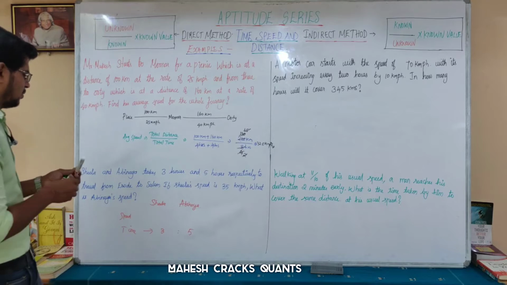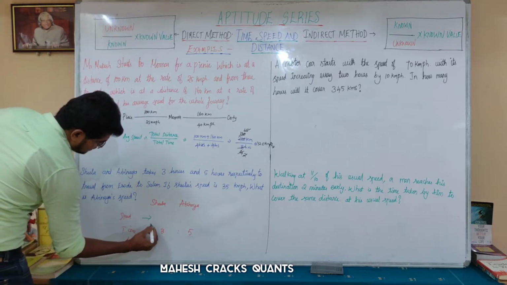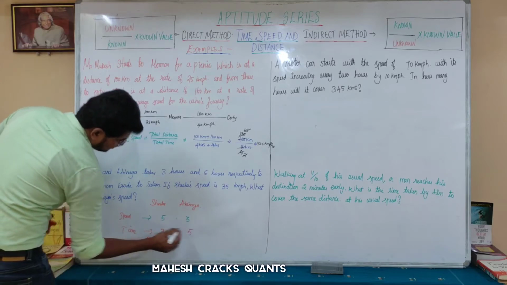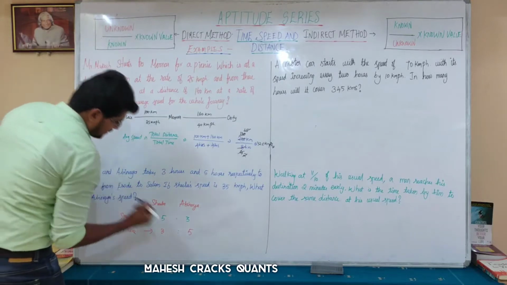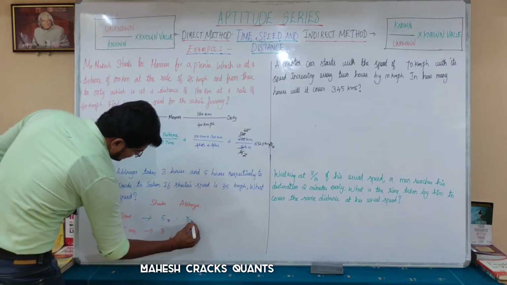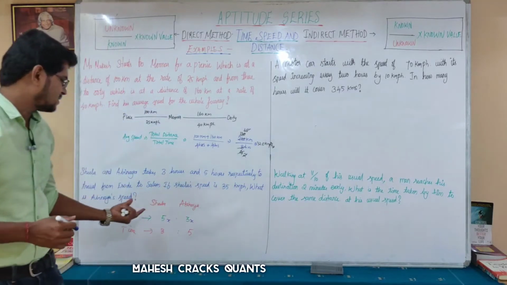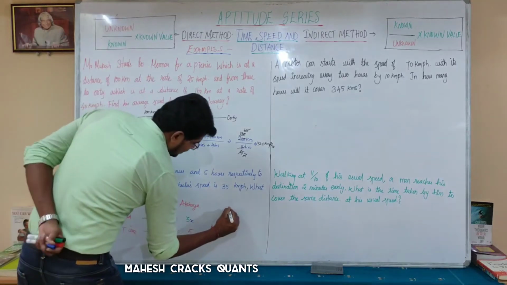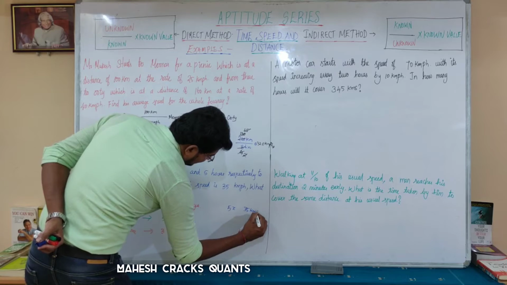What is their speed ratio? What will be the speed ratio? So speed is inverse of time, which is nothing but 5 is to 3. Am I right? Correct? Yeah. So 5x, 3x is their speed. So we have the speed of Sheela. What is Sheela's speed in ratio? Which is 5x. We have the value for 5x, which is 35 km per hour.